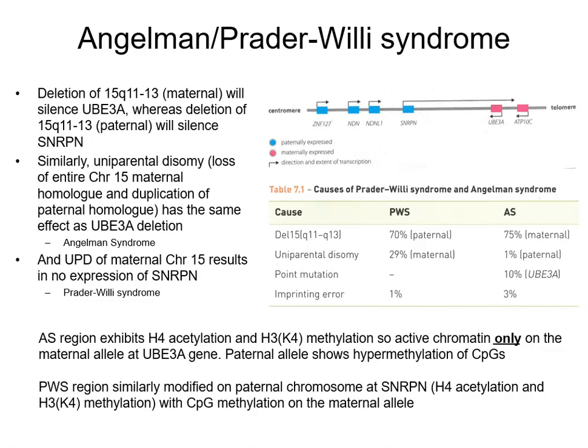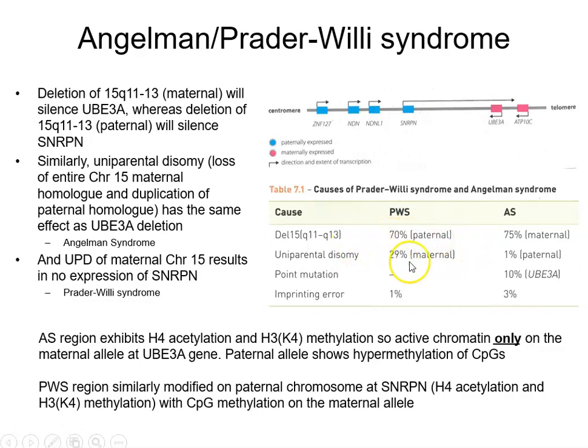Now, these diseases can come from many different sorts of genetic causes. The microdeletions are the main cause of them. So just a small bit of chromosome 15 is missing, and that causes most Prader-Willi and Angelman syndrome.